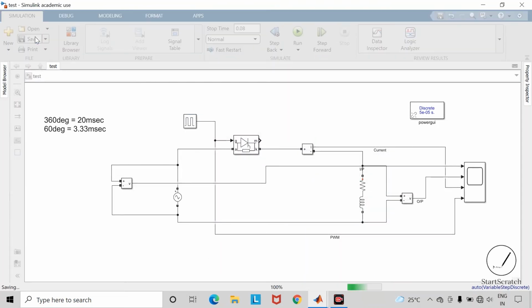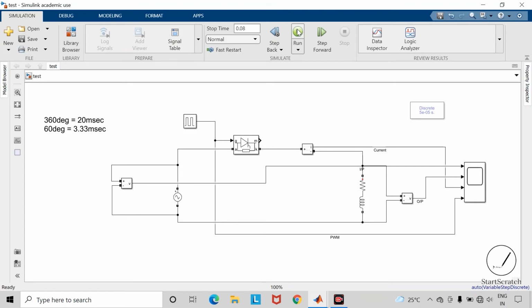Save the changes and run the simulation. Open the scope block.